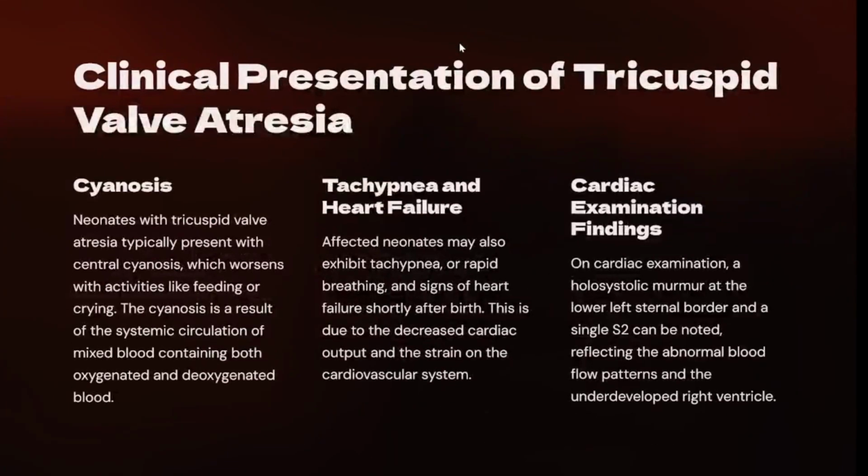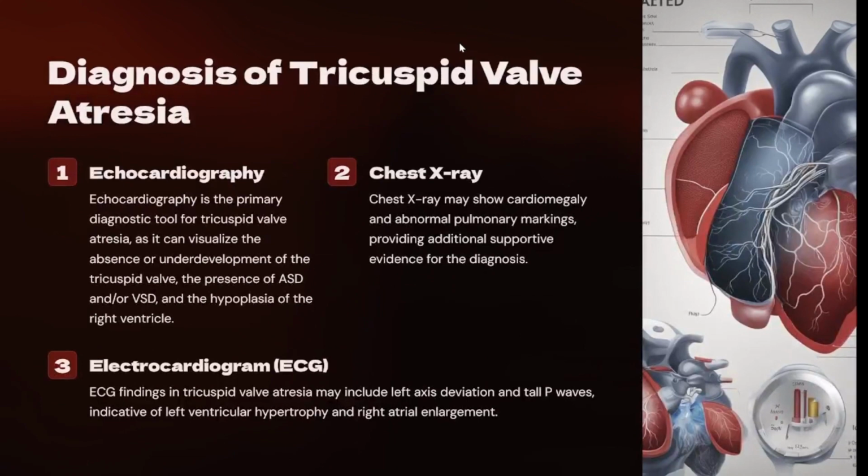Question 3. How is tricuspid valve atresia diagnosed? Tricuspid valve atresia is diagnosed primarily through echocardiography, which can visualize the absence of the tricuspid valve, the presence of ASD and/or VSD, and right ventricular hypoplasia.